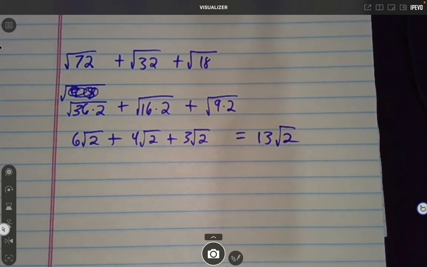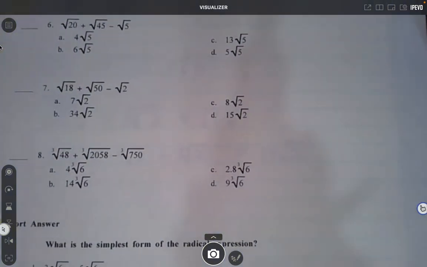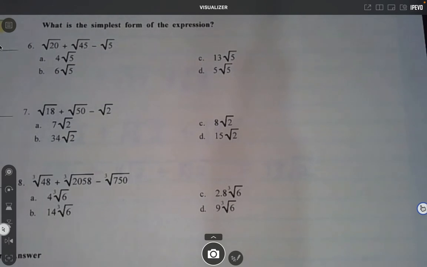Let's look at our paper. Let's see what they have. We are almost done, and we've got these 3 problems, and then we'll do our word problem. I'll look at it for a second.